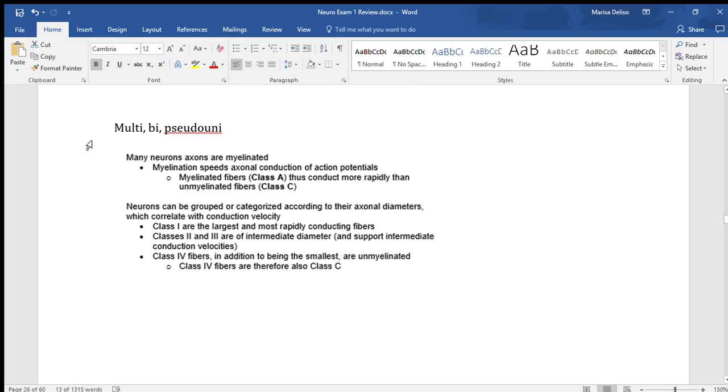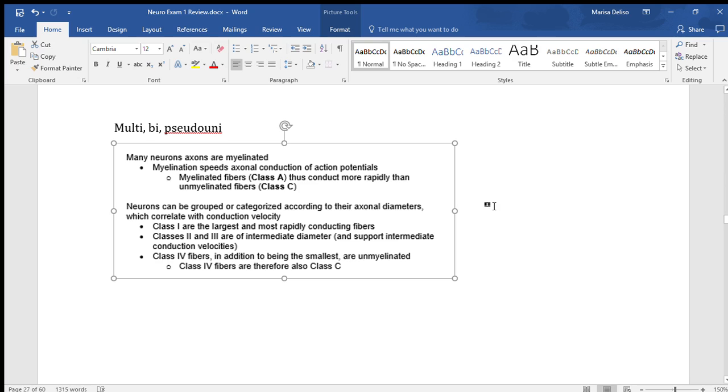This is histo, but you know, multipolar, bipolar, pseudo-unipolar: multipolar is going to be motor, bipolar is special senses, and pseudo-unipolar is going to be somatosensory. Class A, I am so sorry, I know I'm rambling, are you guys okay? You guys are good? Okay, cool, sorry.